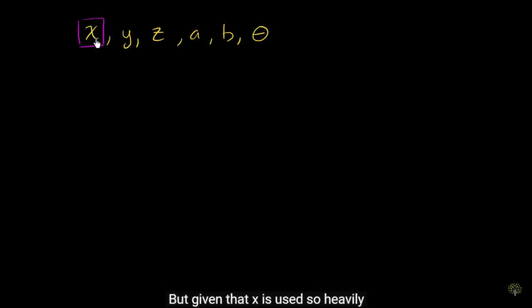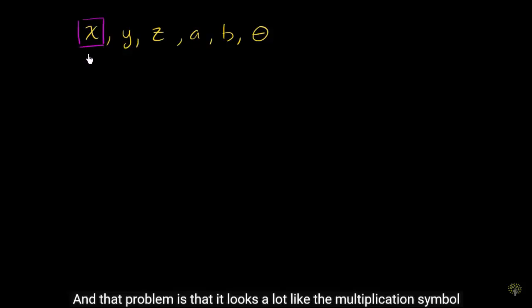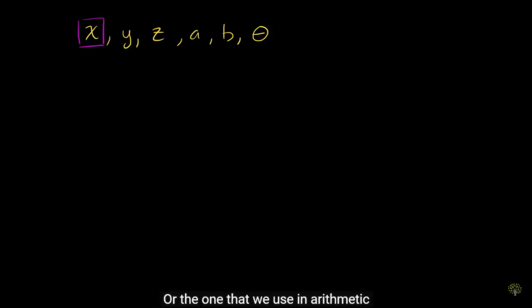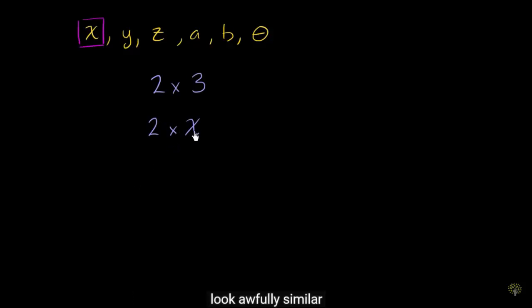But given that x is used so heavily, it does introduce a slight problem. And that problem is it looks a lot like the multiplication symbol, or the one that we use in arithmetic. So in arithmetic, if I want to write 2 times 3, I literally write 2 times 3. But now that we're starting to use variables, if I want to write 2 times x, and I use this as the multiplication symbol, the times symbol and the x look awfully similar. If I'm not really careful with my penmanship, it can get very confusing. Is this 2xx? Is this 2 times something? What exactly is going on here?